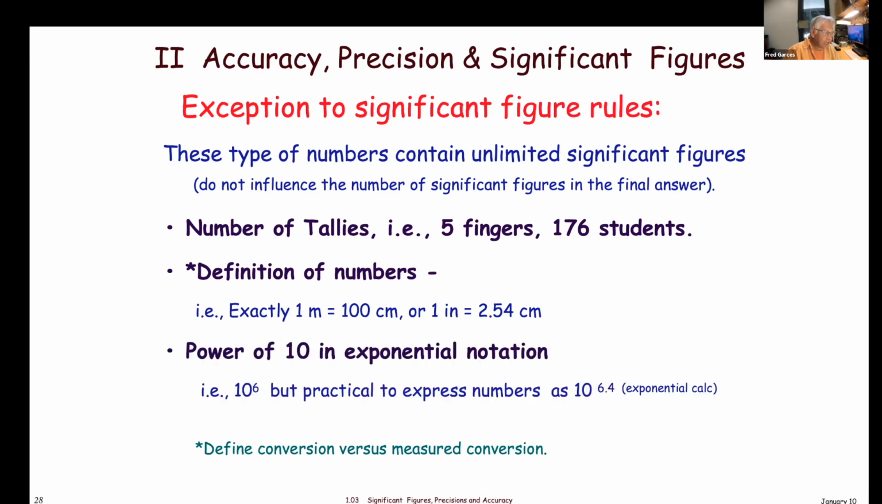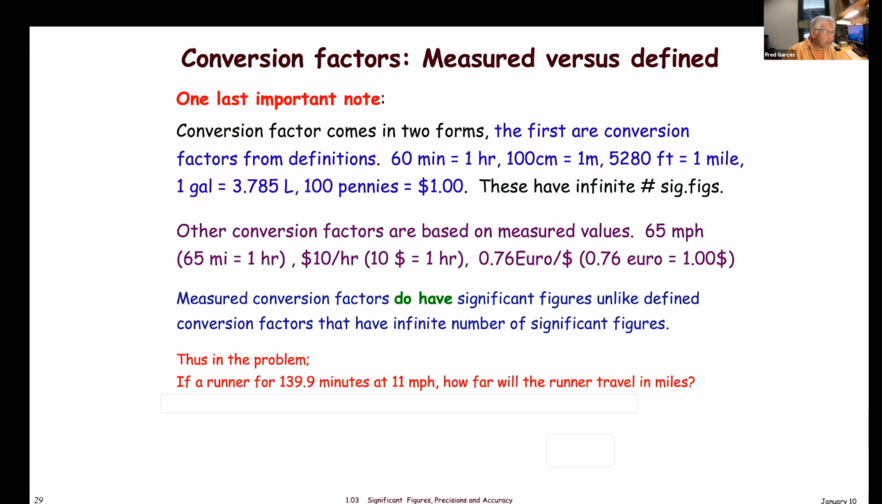And then exponents don't even count as significant. So the rest of these just kind of give you more explanation on that. So hopefully that makes sense. Like this particular example, for example, okay? If a runner runs 139.9 minutes in 11 hours, how far will the runner have traveled in miles?